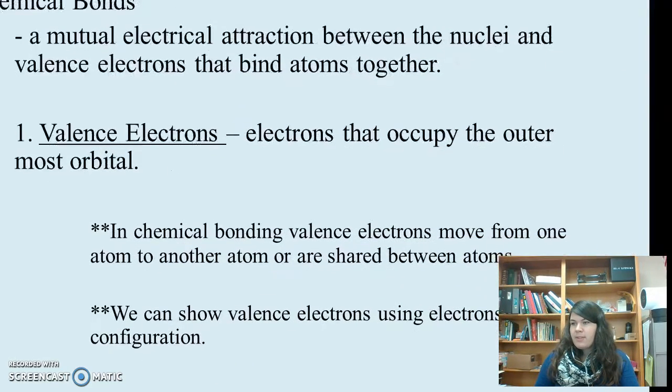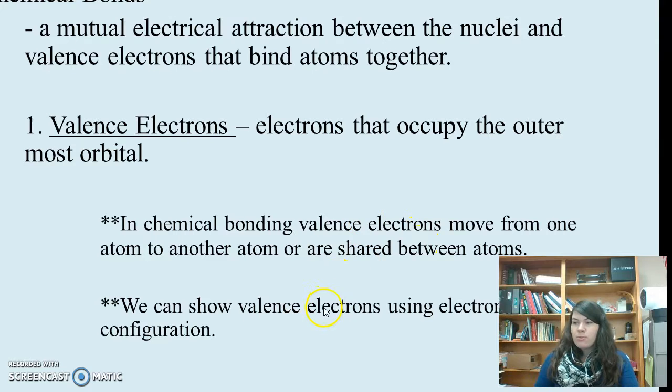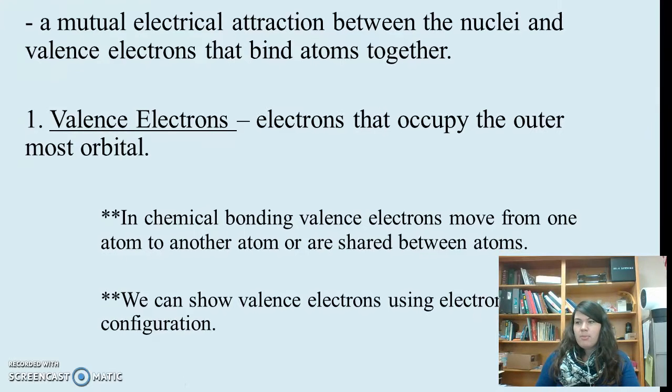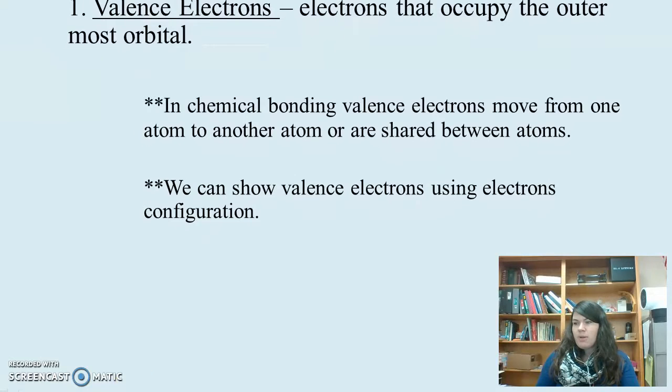Couple points about valence electrons. In chemical bonds, valence electrons move from one element to another, or they're shared. Those are the two ways that we can do this. Either they're sharing or they're exchanged. And again, we can figure out valence electrons using the electron configuration, and we also figured that out using our periodic tables, and we're going to review that today as well.